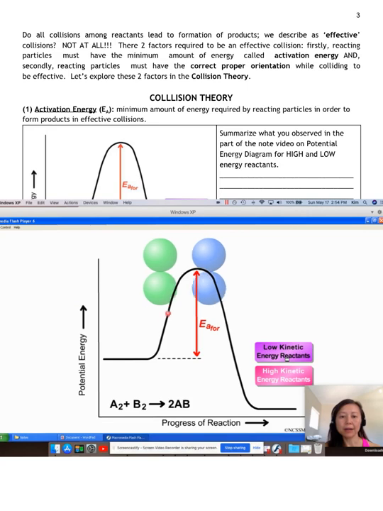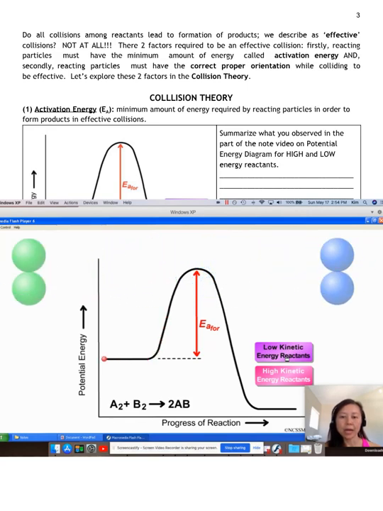Now, upon seeing them collide, you'll see them collide very slowly because they have low kinetic energy. And the particles bounce right off each other unchanged, which means that collision did not form products. So it's an ineffective collision. Now, you notice that those reacting particles were moving up in potential energy, but they couldn't get over the activation energy. So there wasn't enough activation energy to form an effective collision.